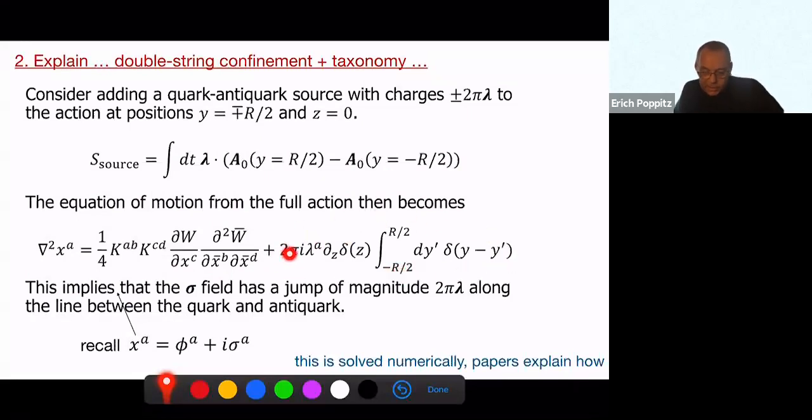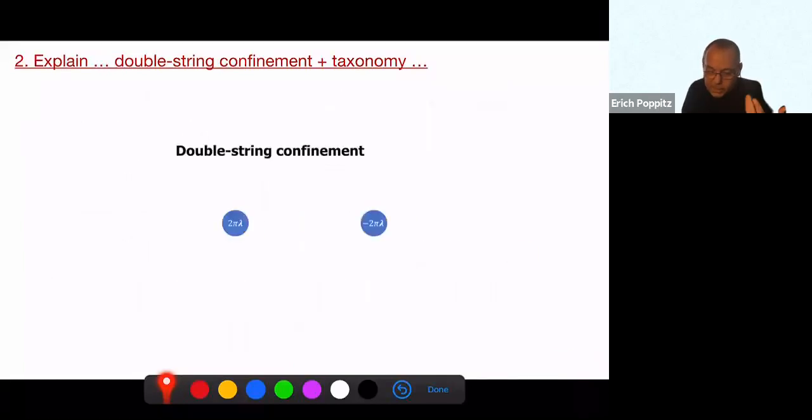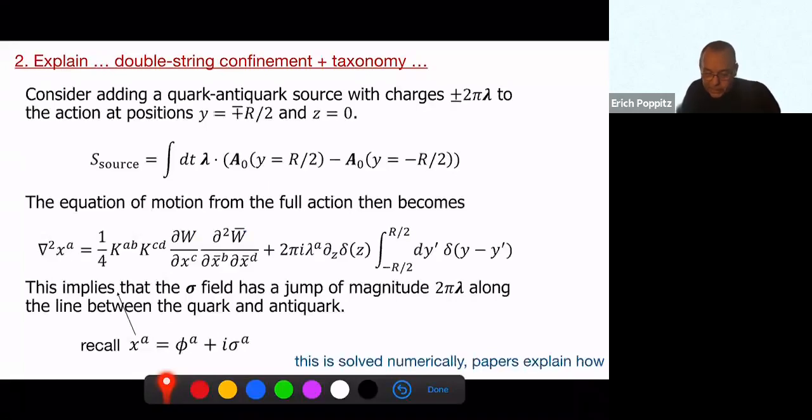It looks quite complicated, but if you just remember that the imaginary part of X was the dual photon, this added term only affects the imaginary part. So this term really implies that on the line that connects the two quarks, there is a jump of magnitude 2 pi lambda of the sigma field. So the sigma field has a non-trivial jump, which is in the weight lattice, on the line connecting the two quarks. To find the string tension, we solve this equation numerically, and the papers explain how. From now on, I will just use the fact that I need to have this jump of the sigma field as I go between the two quarks.